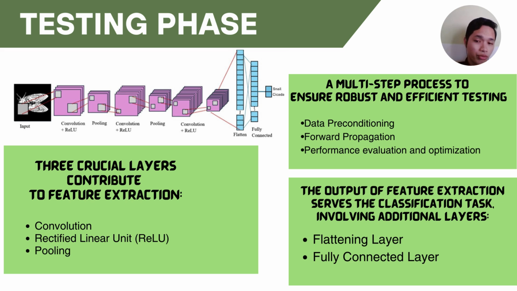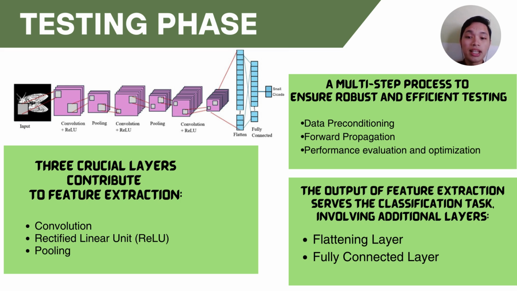Fully connected layer. The flattened feature vector is processed through the fully connected layer, where each neuron is connected to the previous layer. This layer learns and maps high-level features to output classes or categories using a weighted sum of inputs and an activation function, ultimately making the final classification decision.